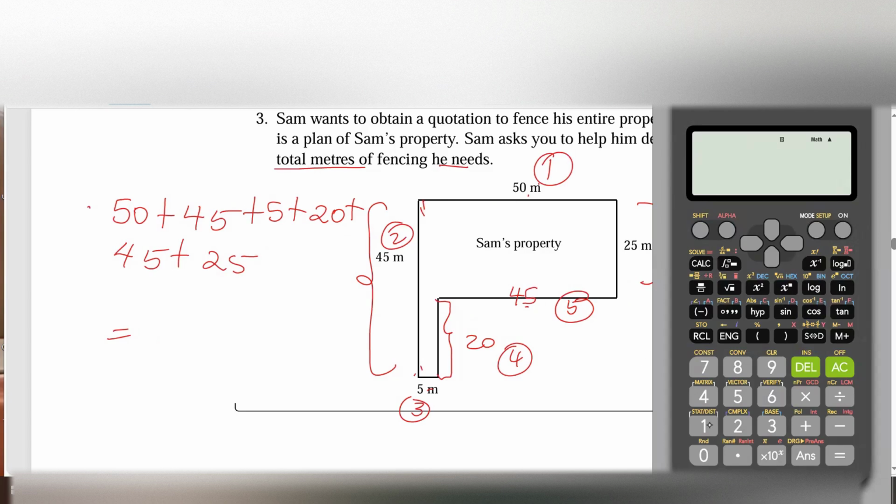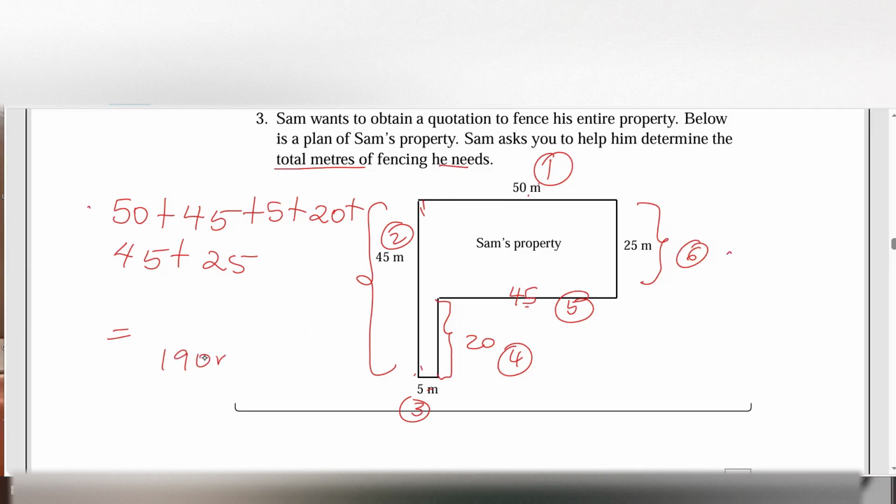So let's plus up. That's going to be a 50 plus 45 plus 5 plus 20 plus 45 plus 25. Okay, so we're getting 190 meters. Okay, remember, all the units have to be the same. So that is how we do this kind of thing.